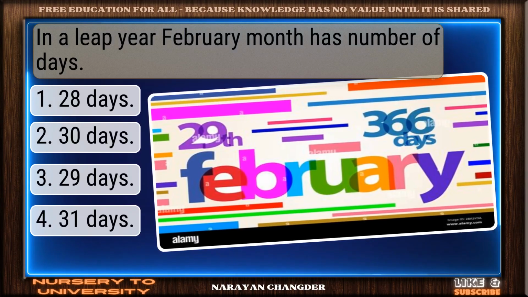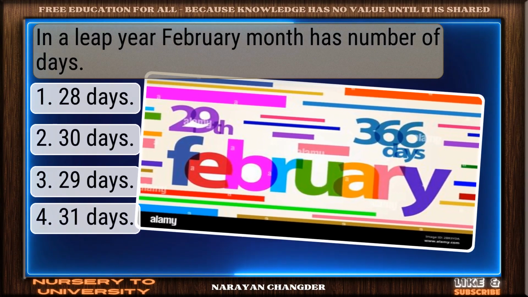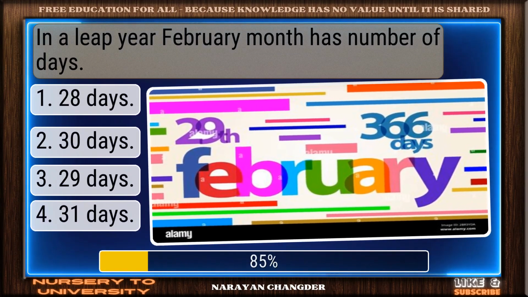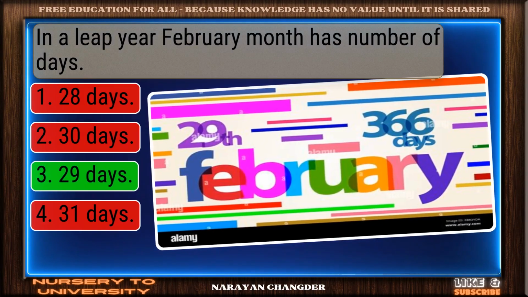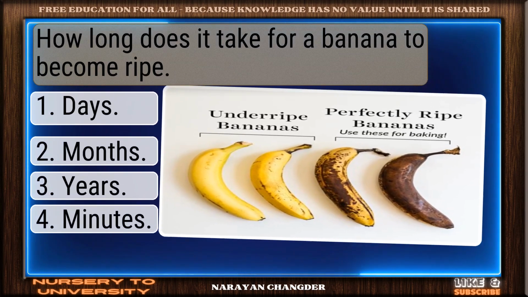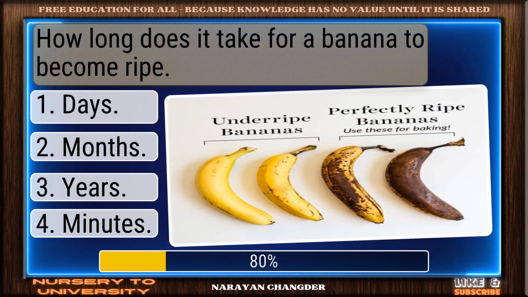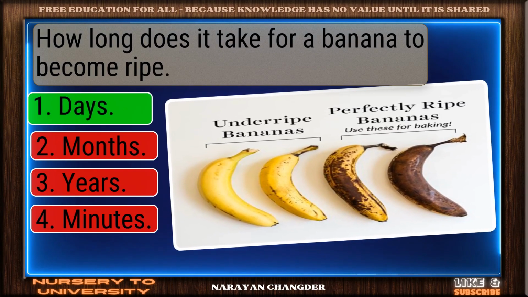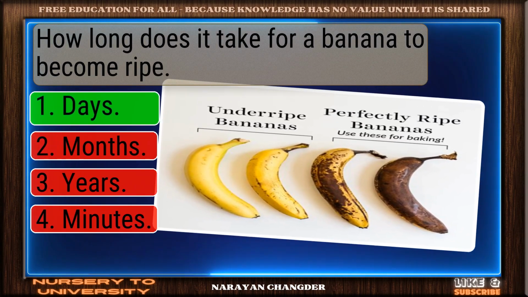In a leap year, February month has number of days. Nicely done. 29 days is a solid answer. How long does it take for a banana to become ripe? Nice work. You chose days, and it is correct.